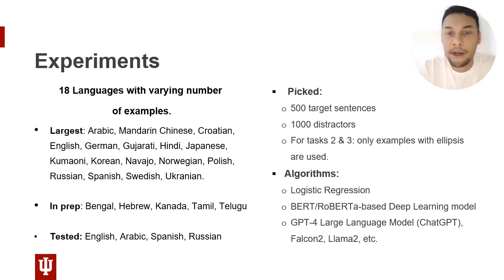So for the experiments, we picked 500 target sentences and created 1,000 distractors. And for tasks 2 and 3, only examples with ellipsis were used. And the algorithm that we used was logistic regression as our baseline. And we looked at BERT or RoBERTa-based deep learning algorithms. We looked at GPT-4 and large language models such as Falcon, Llama, etc.